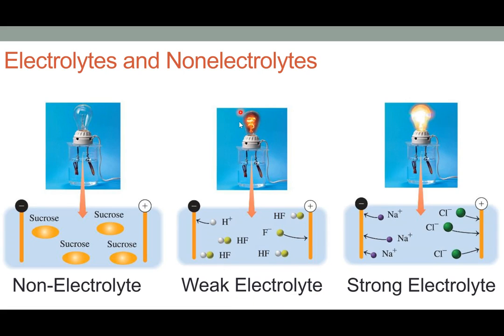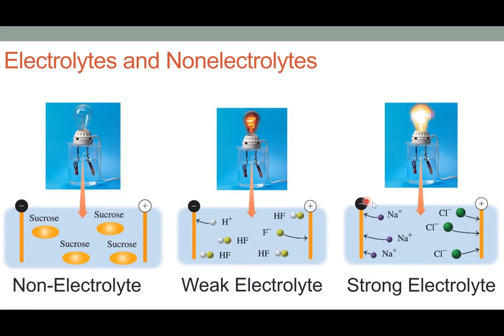But what do you notice about the middle light bulb and this light bulb on the right? The middle light bulb is very dim. The light bulb on the right is very bright. So both of these do technically conduct electricity. This one on the right just conducts it a little bit better. So here we have the difference between a weak electrolyte, dim light bulb, and a strong electrolyte, very bright light bulb.